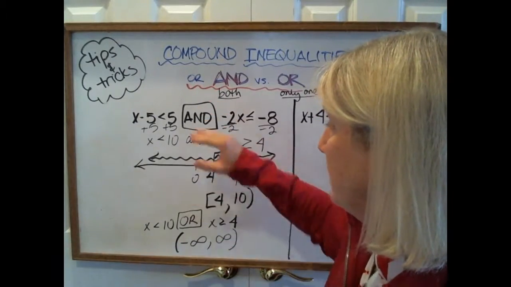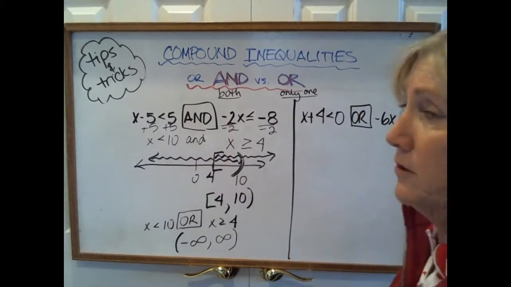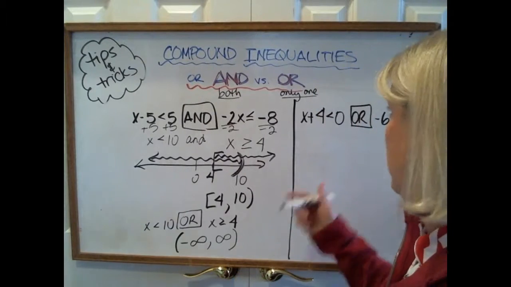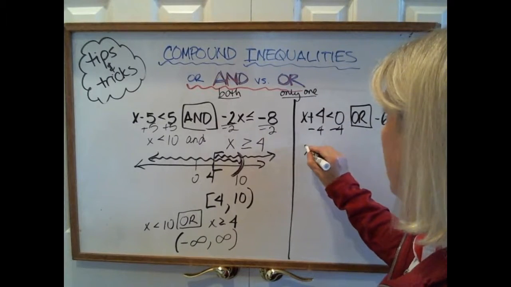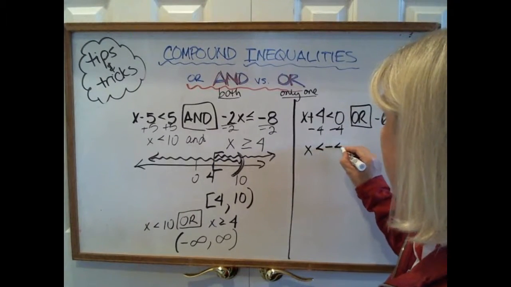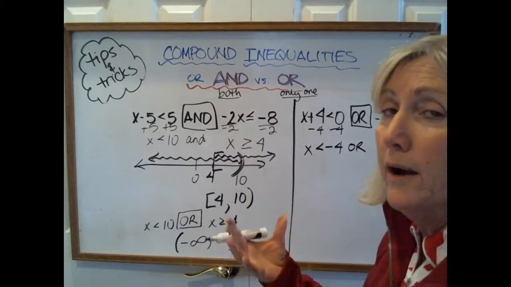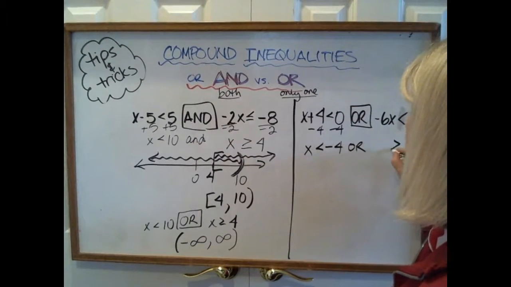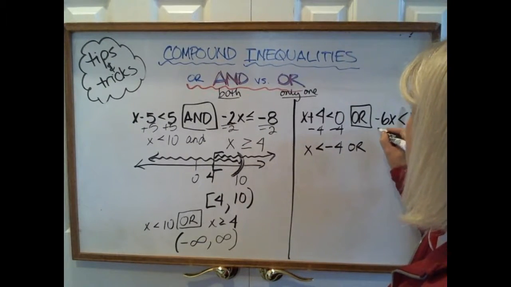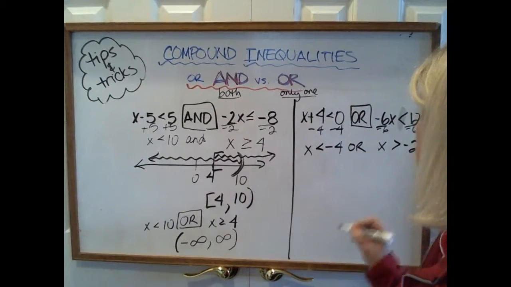So that's sort of the difference between "and" and "or". I'm going to do another example over here with the "or", so you can see how to write that in interval notation. Here we're going to subtract 4 from both sides. So we have x is less than negative 4, or, and here I go, oh, I'm going to be dividing by a negative again. Before I do anything, I'm going to flip the sign. So I'm going to divide by negative 6, and I get x is greater than negative 2.